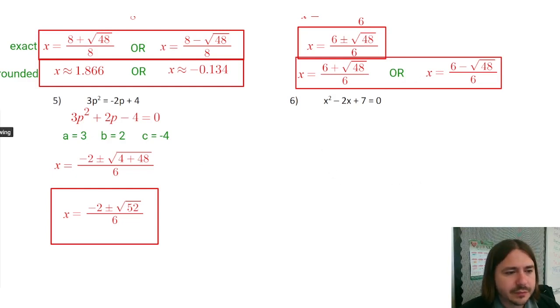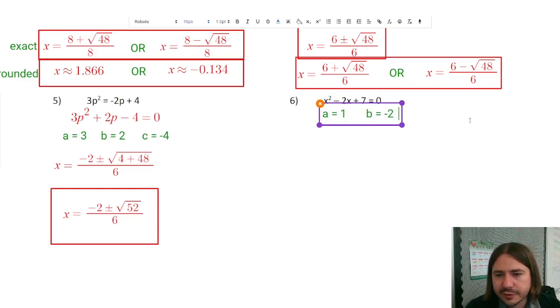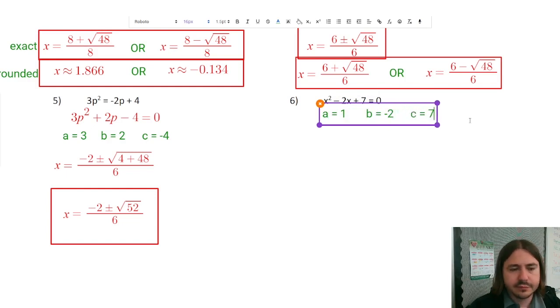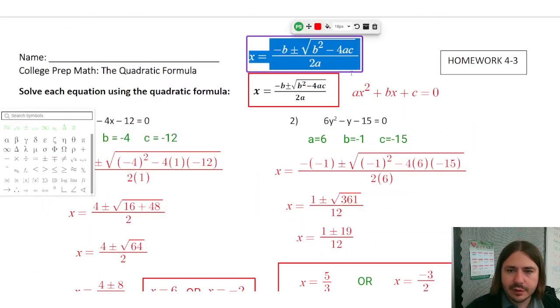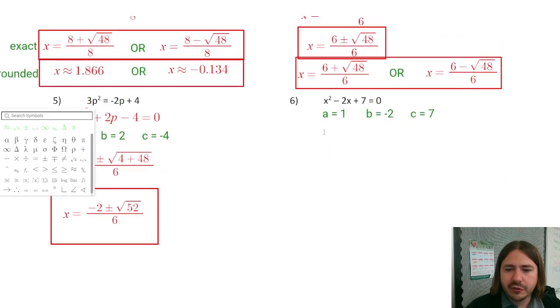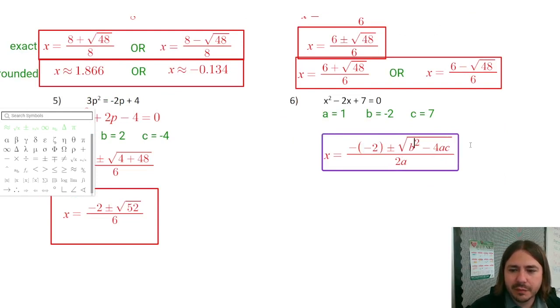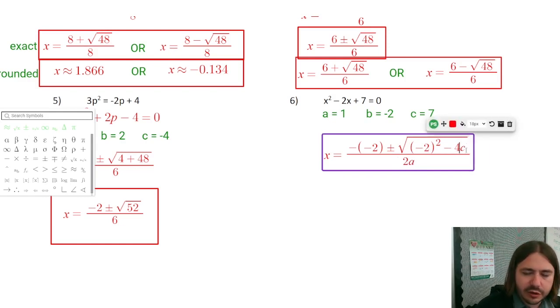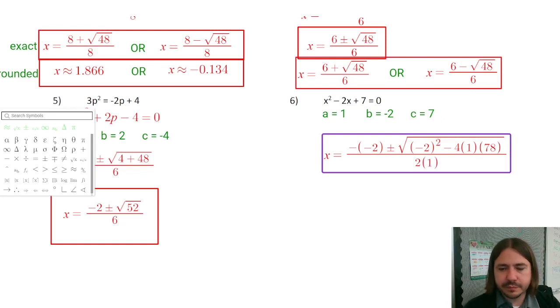Number 6. This one's already ready to go. So A is 1, B is negative 2, and C is 7. Time to grab that quadratic formula up here. A little repetitive at this point, don't you think? I'm going to plug in negative 2 into B, both of these two places. A is 1. You don't really need to write the times 1 because that doesn't affect anything, but I'm going to do it just so that you can see where everything goes. And then times 7. This C value is 7.